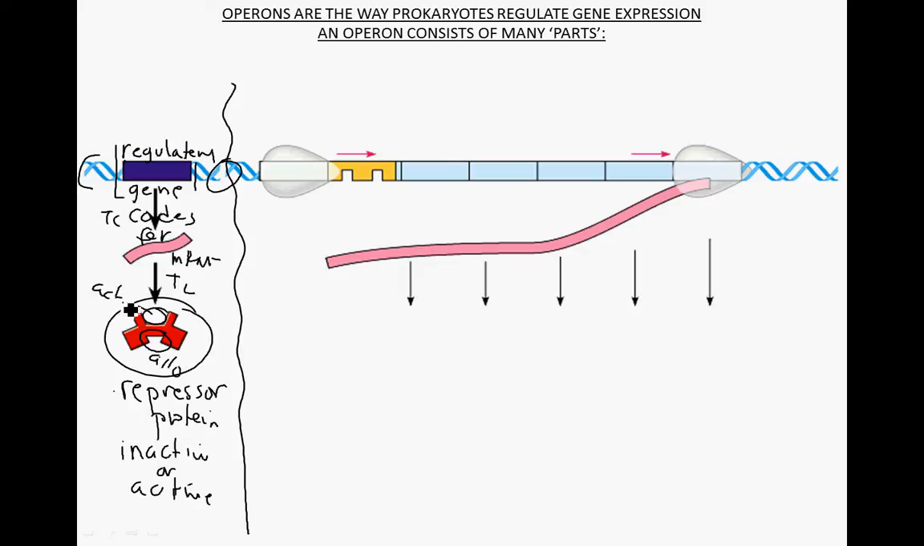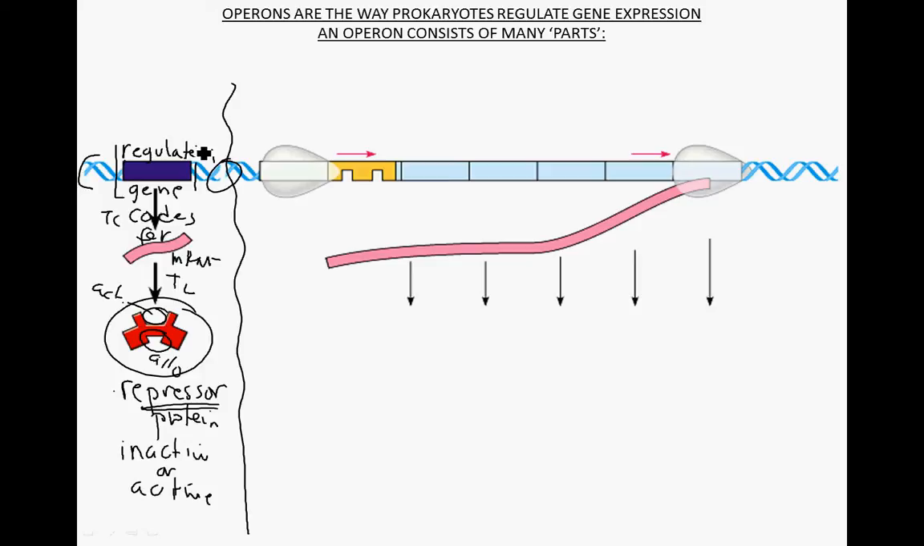Okay? So the name of this protein sort of tips you off as to what it might be doing. Repressing. A repressor is something that slows down or stops something else. Okay? So more on that later. So there's the regulatory gene and the repressor protein.